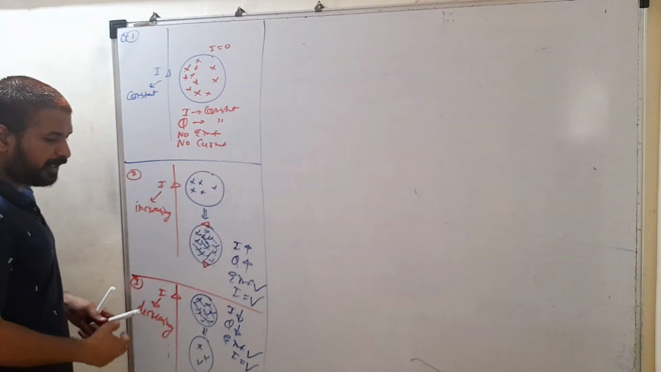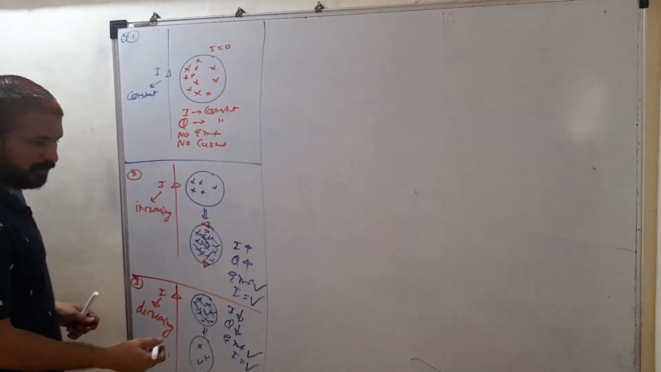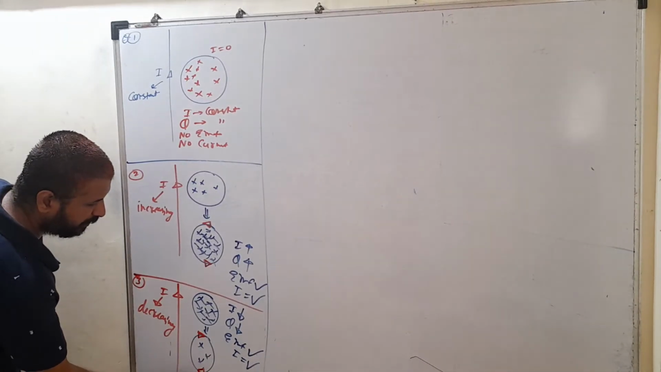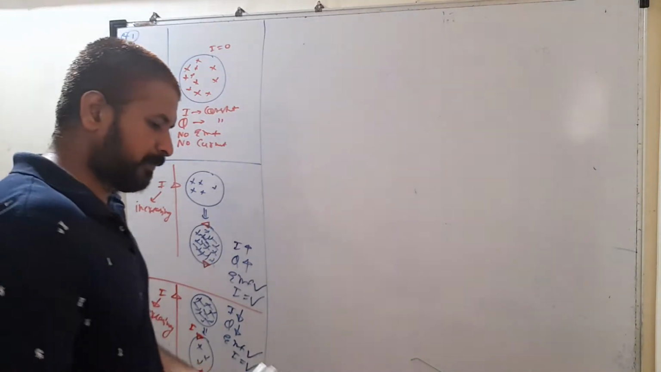So here inward lines are decreasing. When inward lines are decreasing, current tries to increase inward lines. So for that, current should be in clockwise direction, which can increase inward lines.